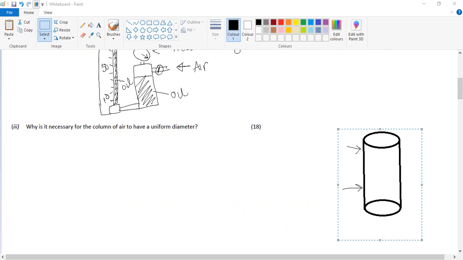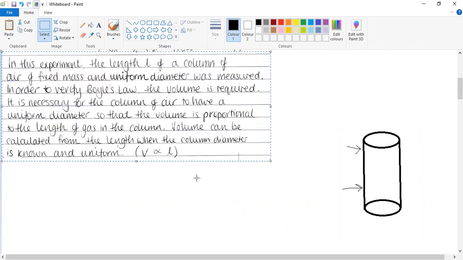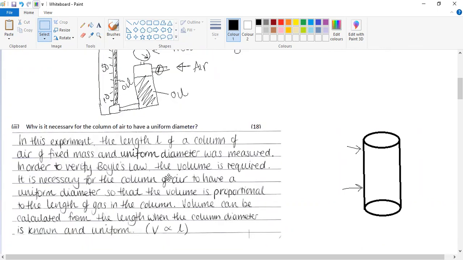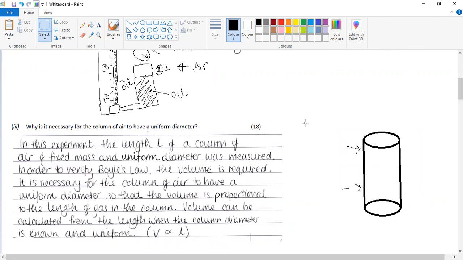These are the kind of answers that when you look at the marking scheme, it can be a bit hard to know how much or how little they wanted. So here's just an idea of what you could have answered, all right? Now, this is a reminder: the first sentence here, I'm just repeating back what was given to me in the exam paper, and I'm just trying to get myself grounded. What am I talking about? So in this experiment, the length L of a column of air of fixed mass and uniform diameter was measured. Okay, that's just what they told me, but the important part here is the uniform diameter.